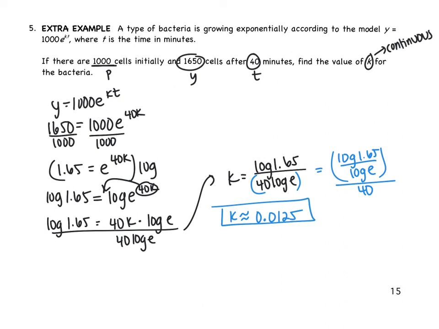So we got to ask ourselves, does that make sense? Does it make sense to have a positive k? Yes. How do we know? The bacteria is growing. So we've talked about if we have decay, that k will be negative. If we have growth, that k will be positive. So hopefully this extra example helped. If you have any questions, please make sure that you write them down so you can ask in class or send me an email.